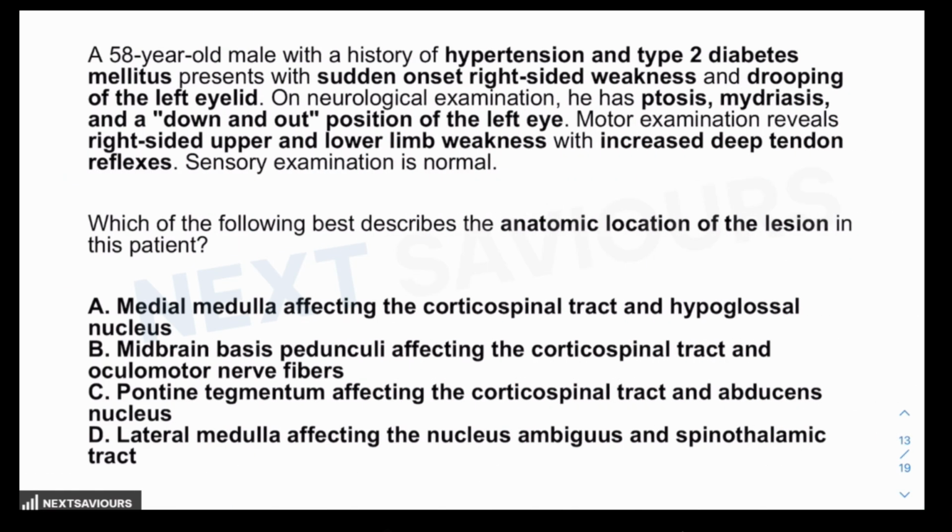A 58-year-old male with a history of hypertension and type 2 diabetes mellitus presents with sudden onset right-sided weakness and drooping of the left eyelid. On neurological examination, he has ptosis, mydriasis, and a down and out position of the left eye. Motor examination revealed right-sided upper and lower limb weakness with increased deep tendon reflexes.